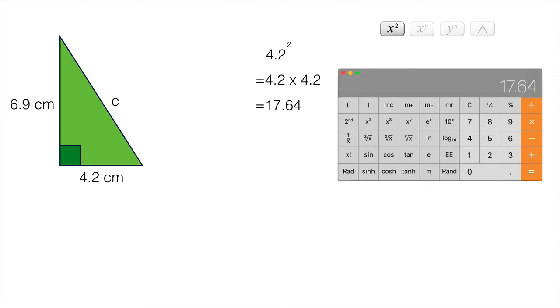So it is preferred to do it this way rather than entering 4.2 times 4.2 because there are more chances to make an error pressing a button, etc. So if I want to take 6.9 and find the square of that, I just enter 6.9 and press the x squared button.